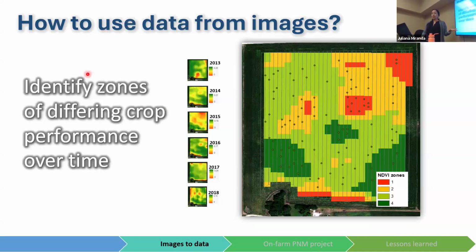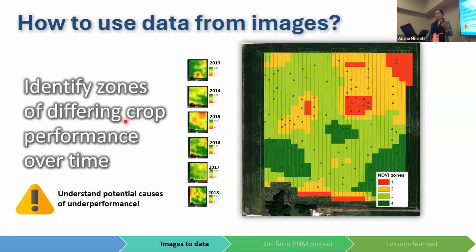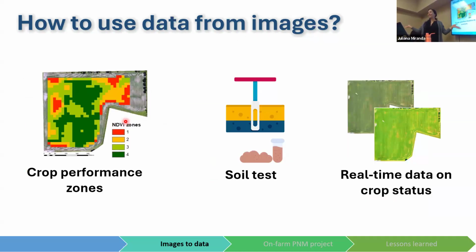We can also use this aerial imagery to identify zones with different crop performance over time. And that can help us understand, once we identify zones, what the causes are. We can go deeper and see, okay, why is this like this? And ideally, we can integrate all of these so that we can identify zones, do a soil test, and then during the season, have this real-time data of the crop status.